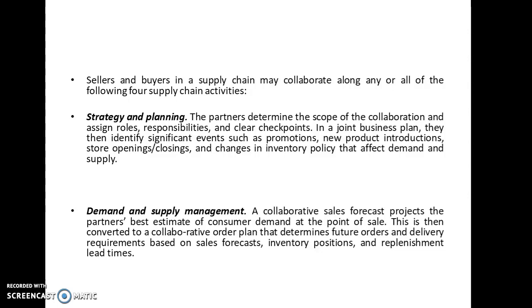In a joint business plan, they then identify significant events such as promotions, new product introductions, store openings, closings, and changes in inventory policy that affect demand and supply. So, the various stages in the supply chain management can collaboratively decide these factors for the better improvement in the supply chain management system. The next one is demand and supply management.